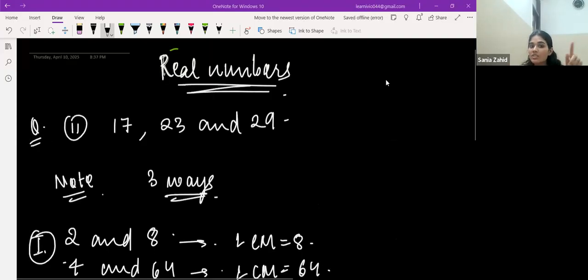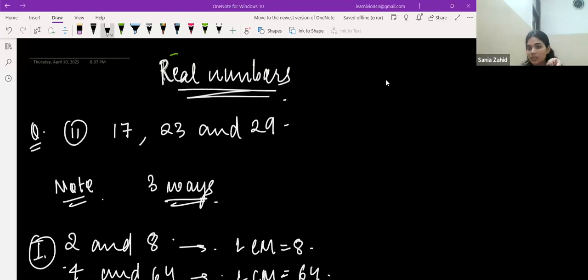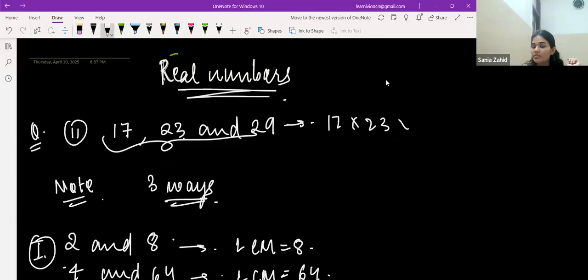For example, the question is 17, 23 and 29. Now you clearly know all these numbers are what kind of numbers? Are they composite or prime? They're prime numbers. So how will you find the LCM? You will just multiply 17 into 23 into 29. Right? So this was your homework question.